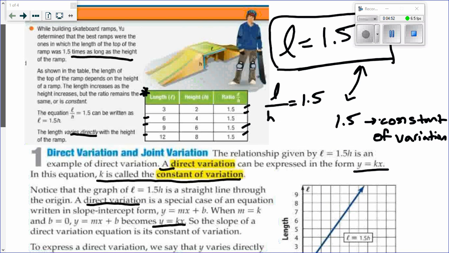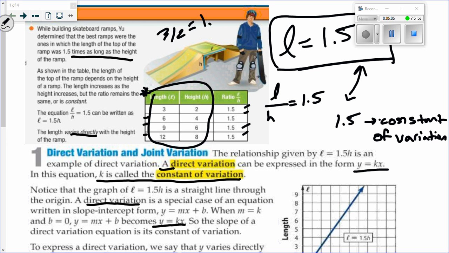Okay, each of these in the table. 3 over 2 equals 1.5, the constant. 6 over 4 equals 1.5, the constant. 9 over 6 equals 1.5, the constant.